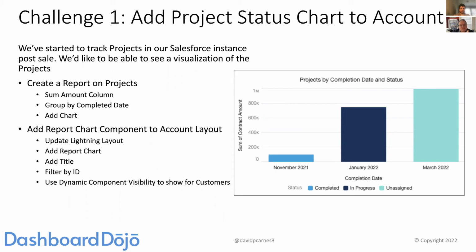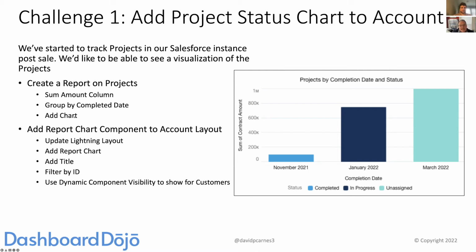We'd like to be able to see a visualization of the projects. So we're going to create a report on the projects. One key thing to remember, if you were to create a custom object like this, when you create the custom object, there's a checkbox that says allow reports. That's one little place that people stumble. But we're going to create a report on the projects. We're going to sum the amount by column, group by completed date. These are some fields that I added to the custom object.